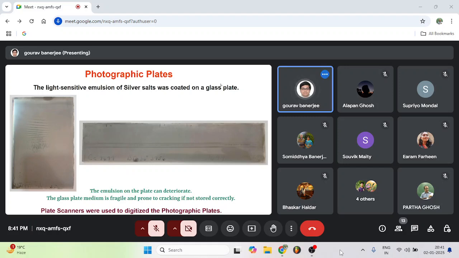Then in modern times, a few decades back, this data was digitized using plate scanners. One famous example is the Kodaikanal Solar Observatory. They have a digital plate scanner with which they digitize all the solar data.